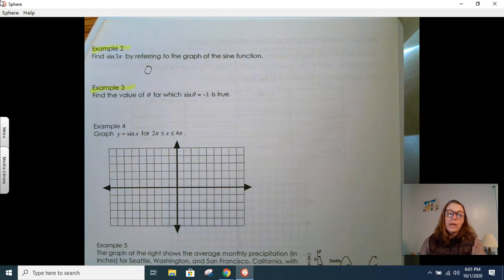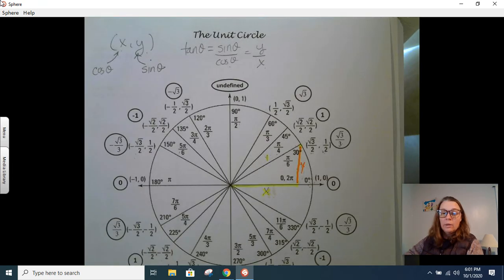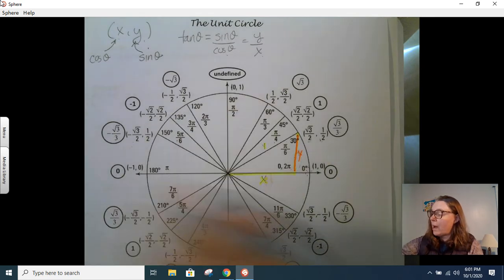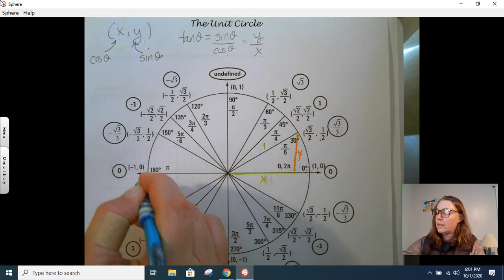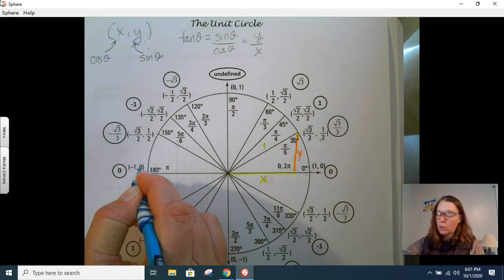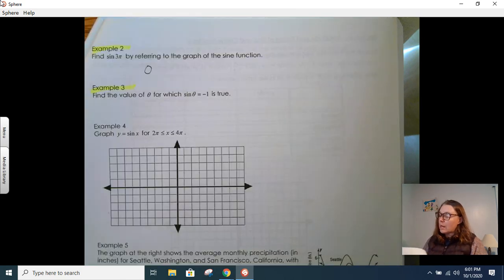You could also figure that out from the unit circle. Right? You could say, okay, 3 pi means, okay, well, here's 2 pi, and then I go 1 more pi to get to 3 pi, and the sine is the y value, it's 0. You can get that more than one way. All right, and so then the next one says find the value of theta for which the sine of theta equals -1 is true. So we want to give the angle or angles for which the sine or the y value is -1.